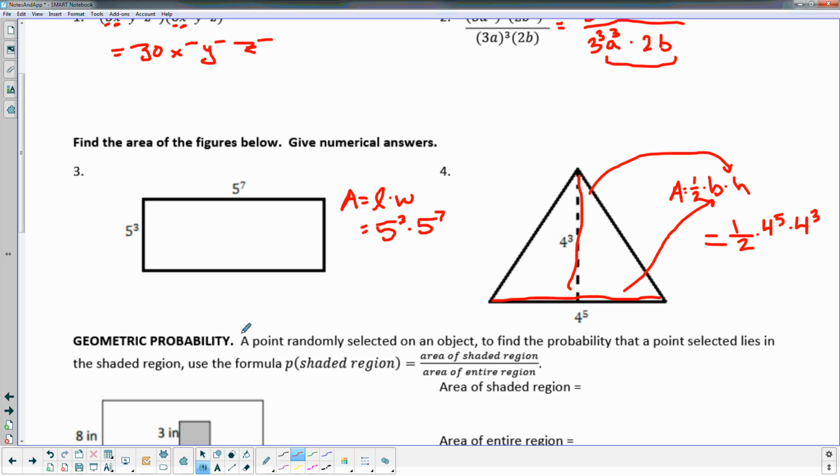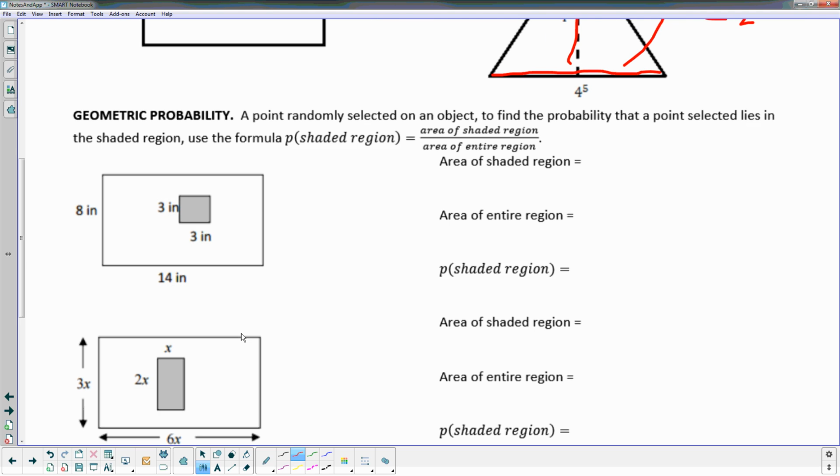Next, this is definitely the harder portion of this. It's about geometric probability, and basically what it says is if I had a dartboard that I was guaranteed when I threw a dart that I would hit at least this outer region, this outer rectangle.